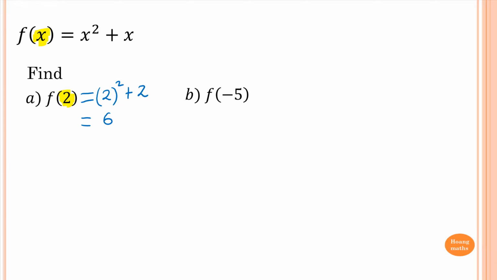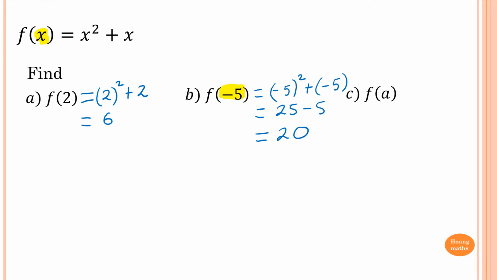This one here, same thing. So f of x, which is x this time, replace with -5. So f of -5 becomes -5 all squared plus -5. So -5 squared is 25, minus 5, which gives me 20.